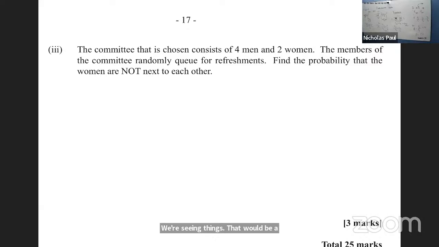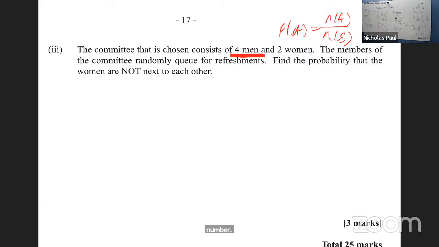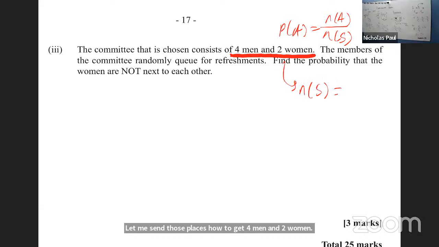Remember, it's a probability here. So you have to get the number in the event over the number in the sample space. The sample space is how to get 4 men and 2 women. That would have been 10C4 and 9C2. That is the sample space. Now you have to figure out, within that sample space, how many of them follow that condition.